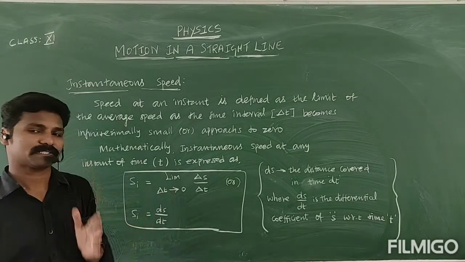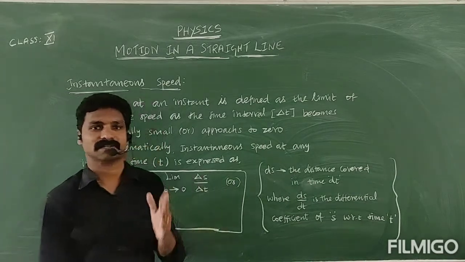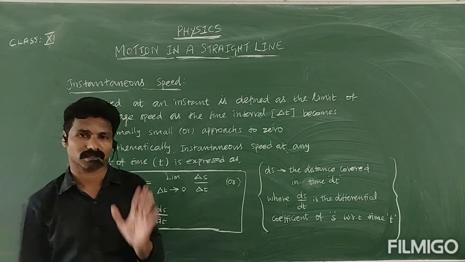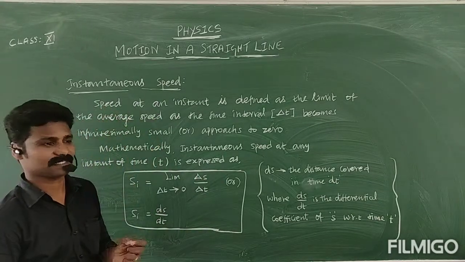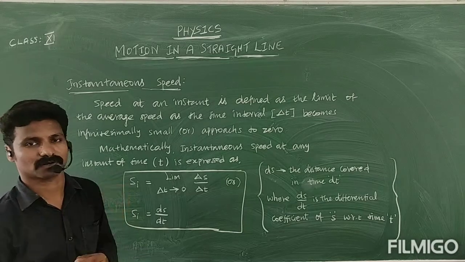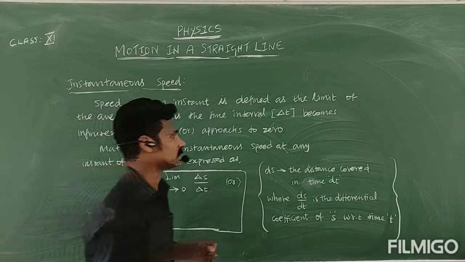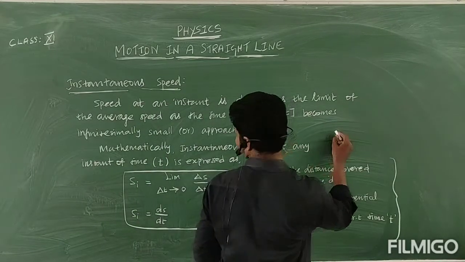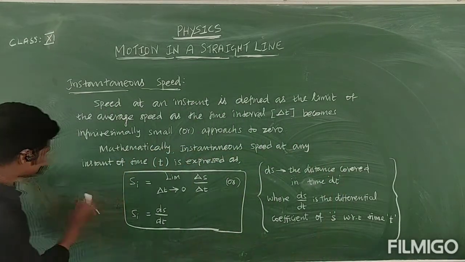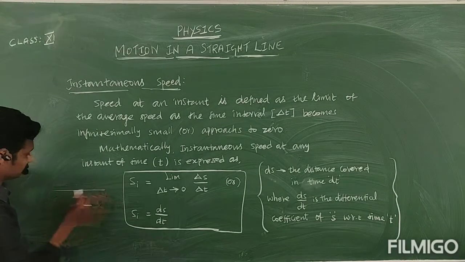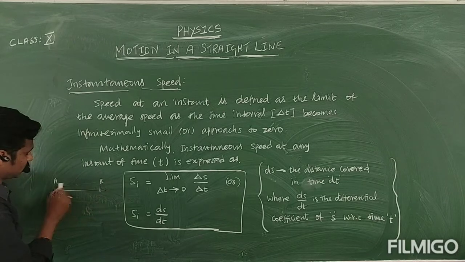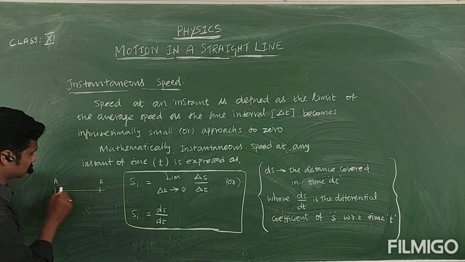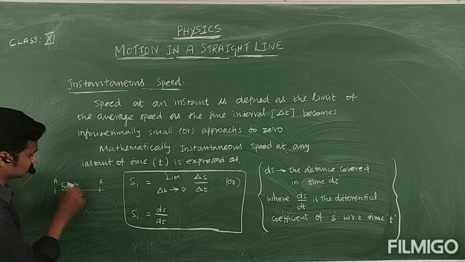In average speed there are two different types of cases we discussed. Now this is instantaneous speed. Instantaneous speed is about a very small interval. For example, let us take a point A, then a point B. Now one object is moving in this direction.